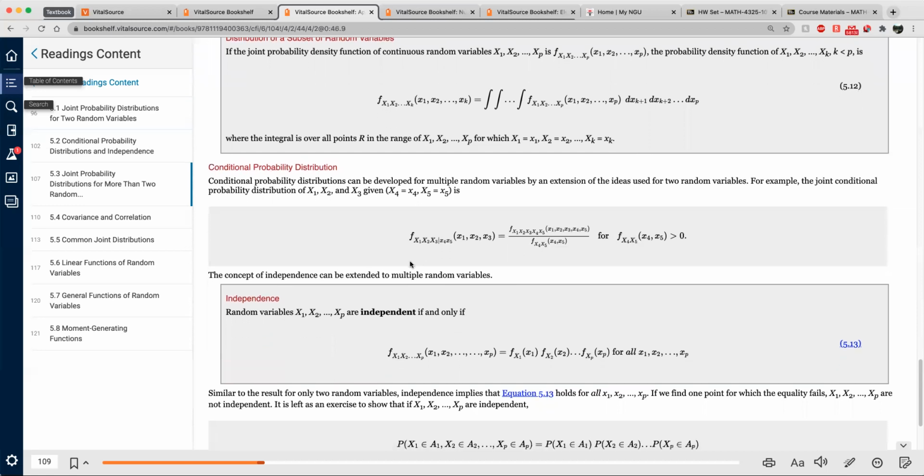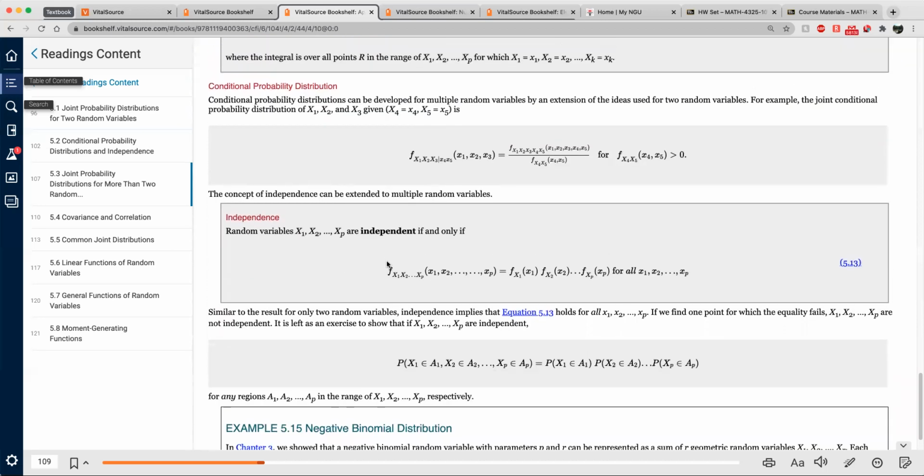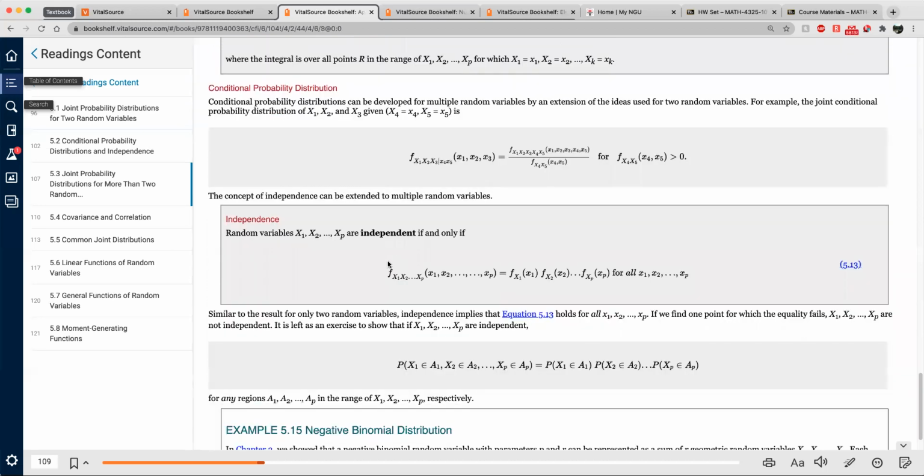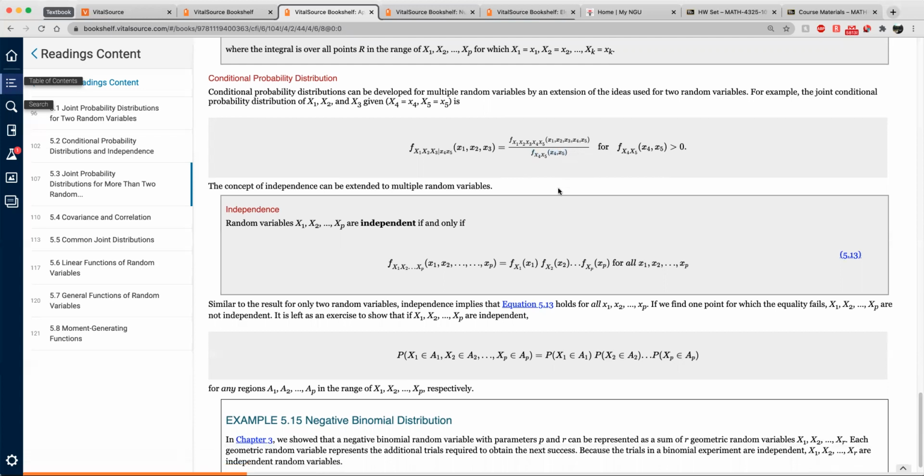Second, now we see conditional probability distribution. The conditional probability distribution can be developed for multiple random variables by an extension of the idea used for two random variables. So say we figure out the conditional probability of x1 through x3 given that X4 is lowercase x4 and X5 is lowercase x5. Then that is equal to the joint PDF of x1 through x5 divided by the marginal PDF. See that?